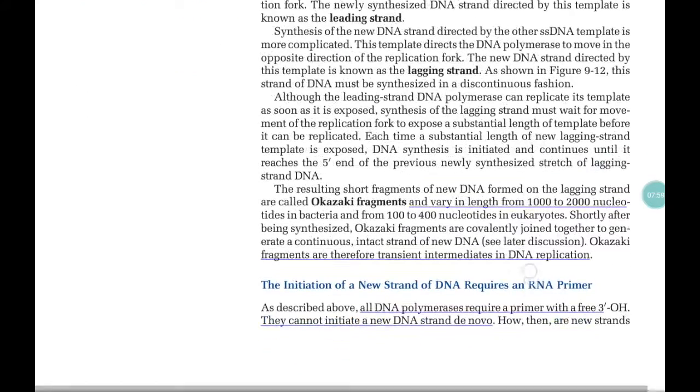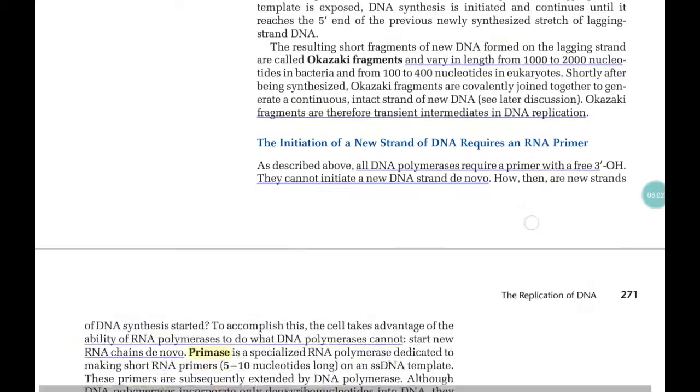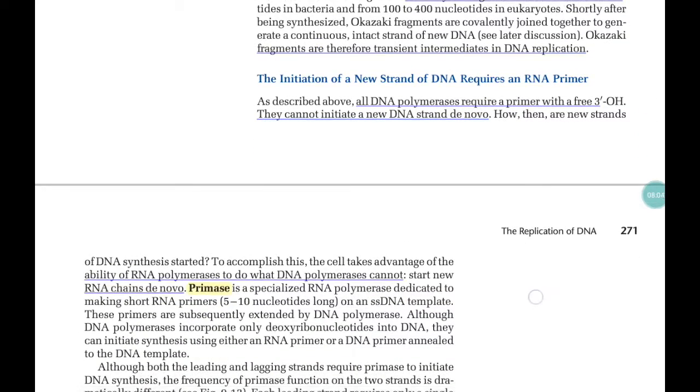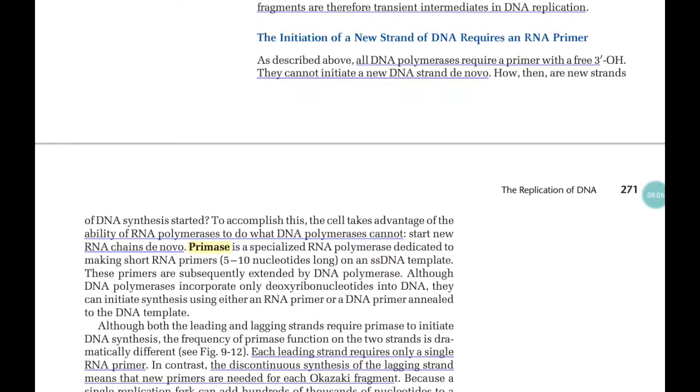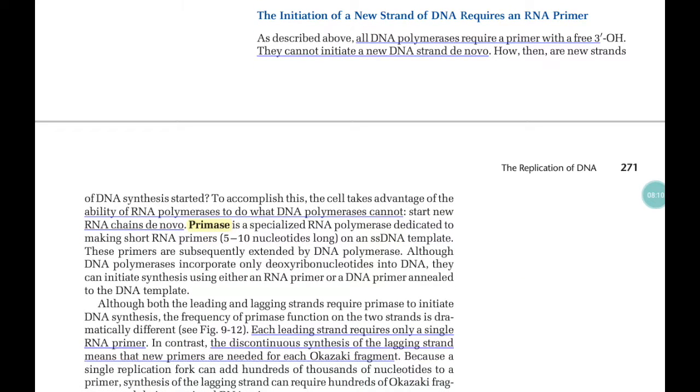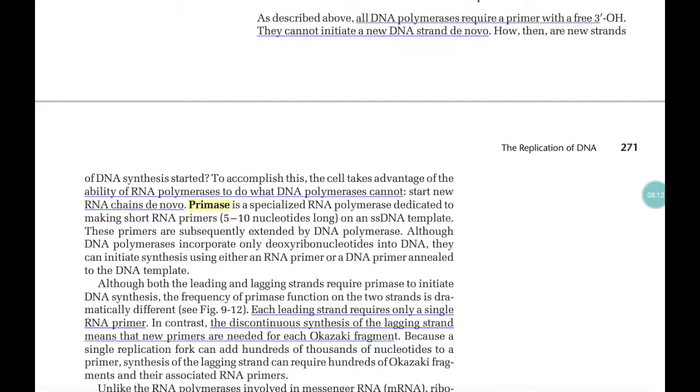And very length than the nucleotide organic fragments. All DNA polymerases require a primer with a 3' hydroxyl. They cannot initiate a DNA strand de novo. For a new strand, DNA requires an RNA primer.